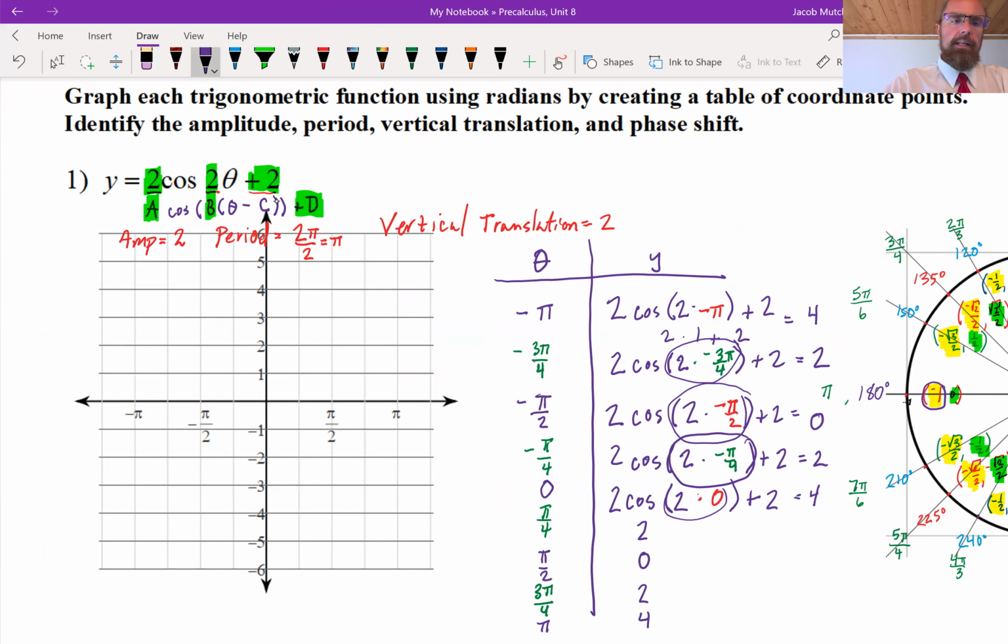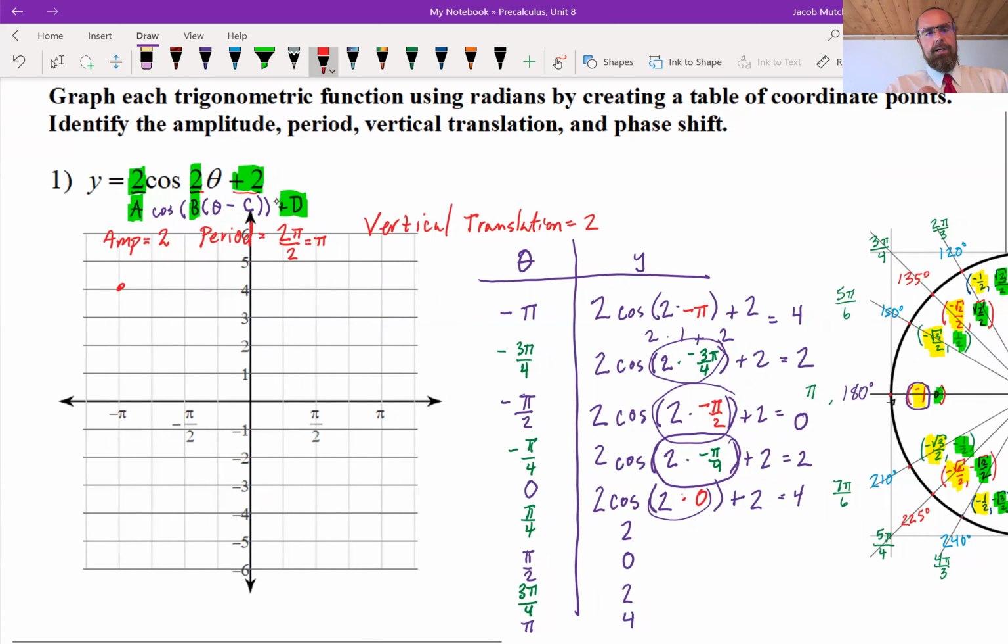Let's graph. So at negative pi, it's at 4. At negative 3 pi over 4, so that's that middle one here, that's at 2. At negative pi over 2, it's 0. And I can really see the pattern here on the graph. At negative pi over 4, 2, 0 is 4. Back down to 2 to 0 to 2 to 4 to 2. We could just keep going forever. And I see my curve pretty clearly here.